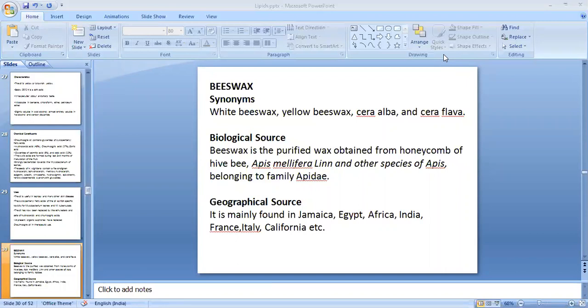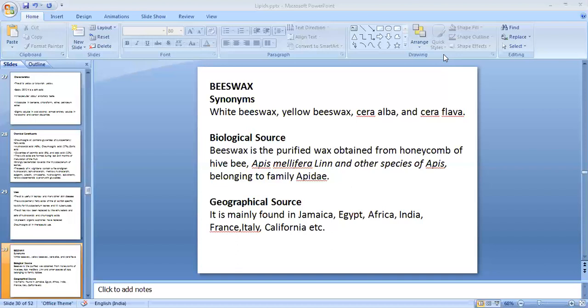So already we have seen about honey, which is the sugary secretion obtained from the honeycomb of the hive bees. Just after the removal of honey from the honeycomb, the honeycomb is left behind, and from that a waxy substance is isolated. That is called your beeswax. And there are two different varieties of beeswax. One is the white beeswax, another one is the yellow beeswax. That is the difference in the color.